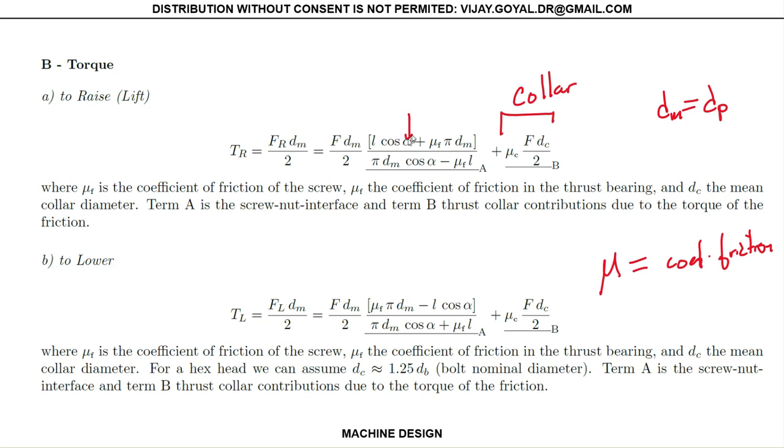And just to point this out, your alpha is your thread angle, okay? If you remember this, this will be alpha. So if this is 60 degrees, then your alpha will be 30, because alpha is half of that. 2 times alpha is 60, so alpha will be 30. I just want to point that out there, okay?